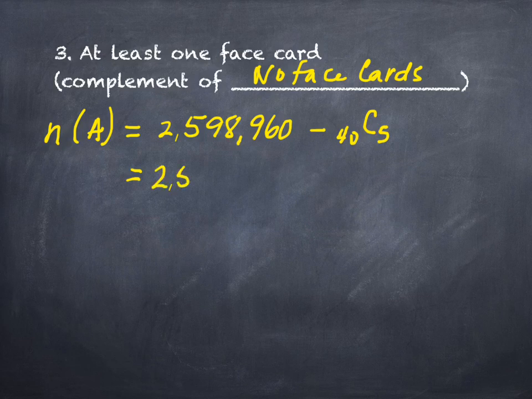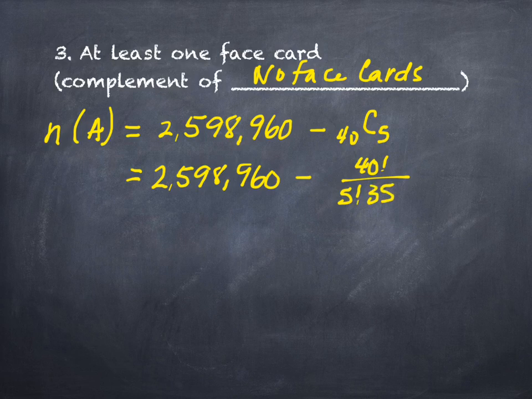All right, so I have my 2 million number here at the beginning. What is 40C5? What will it look like first? 40 factorial over 5 factorial 35 factorial. Good. Where did the 5 come from? The 5 came from right over here. I mean, where did you get the 40C5? Because we're picking a hand of 5 cards. 5 cards in our hand.